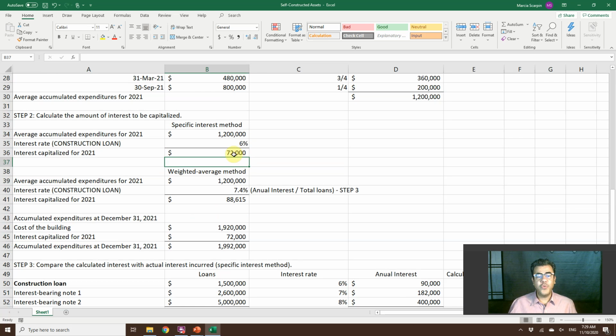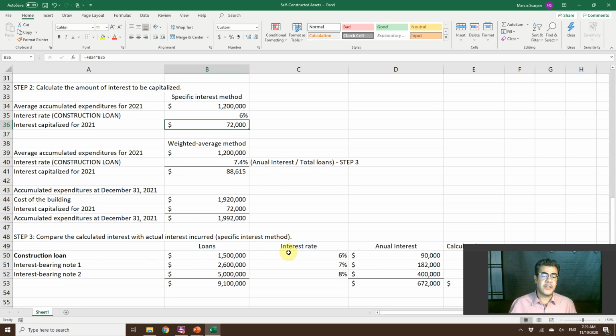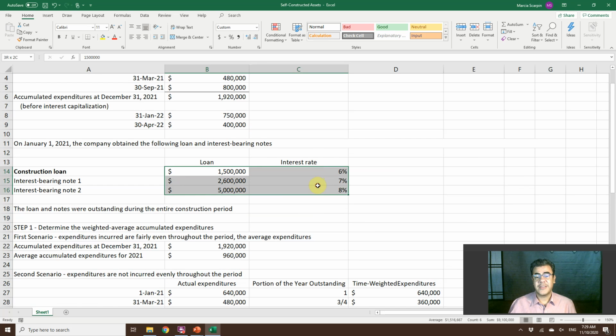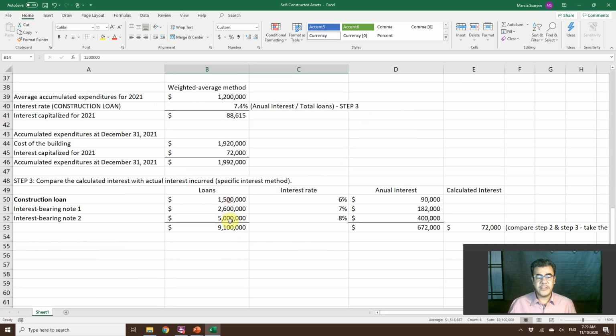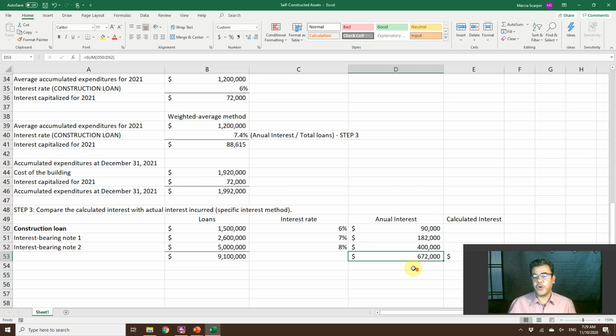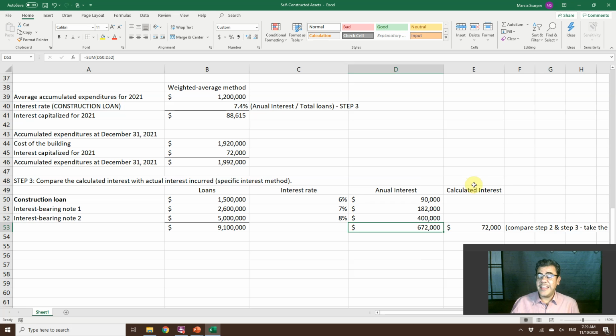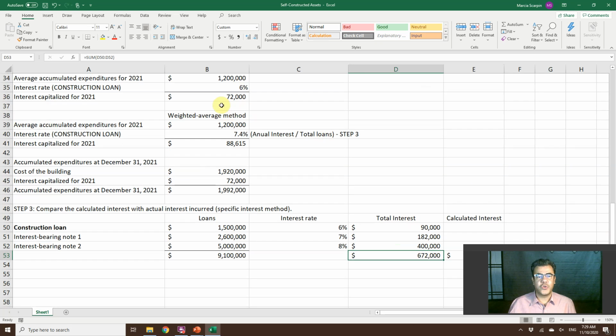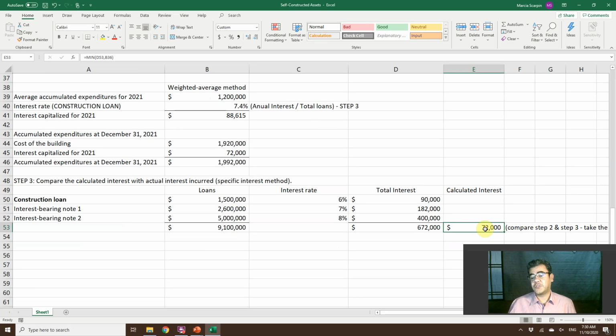And how do we know if we will be using this number? We go to step 3. We calculate the interest with actual interest incurred. So here we find all of the interest expense. Interest, so loans here, interest expenses, and actual interest. How much would be our interest capitalized? We compare annual interest with calculated interest. And our total interest is better. We grab the lowest number. So we compare 672 with 72. 72 is the lowest one.